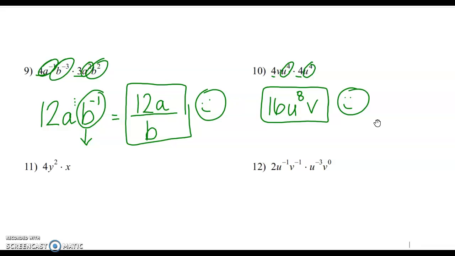Number 11, don't overthink it. You have 4y squared times x. Really, it's just out of order. You'd have 4x y squared.